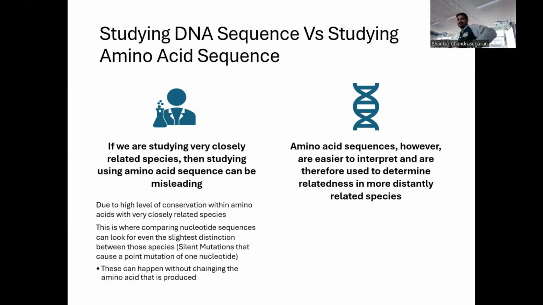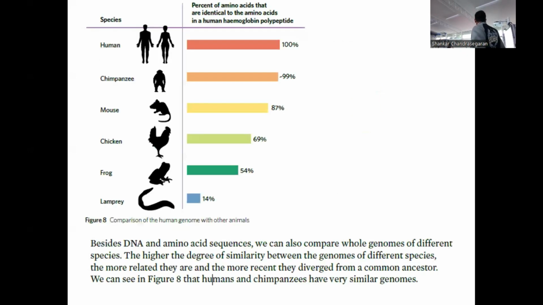So, like I said, amino acid sequences, however, are easier to interpret and are therefore used to determine relatedness between more distantly related species, because they are much easier to decipher. Because when you're trying to sequence a genome, you have errors that can occur and uncertainties as well. So with amino acid sequences, you get a better chance to interpret it. So it's better to use between not closely related species.